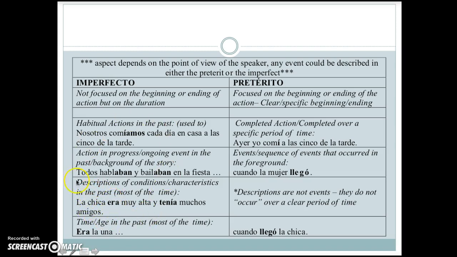The girl was tall. When did she start being tall? When did she stop being tall? We can't answer that question. She had a lot of friends. Same thing. This is kind of the big exception for the imperfect.